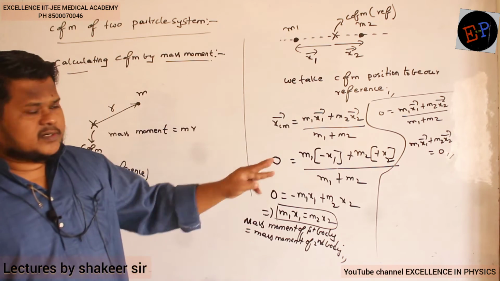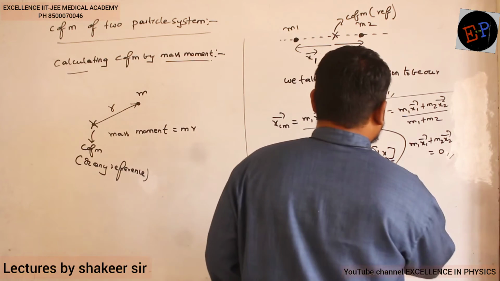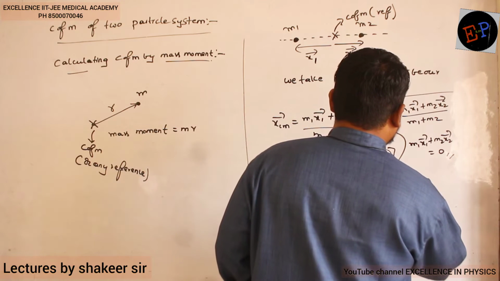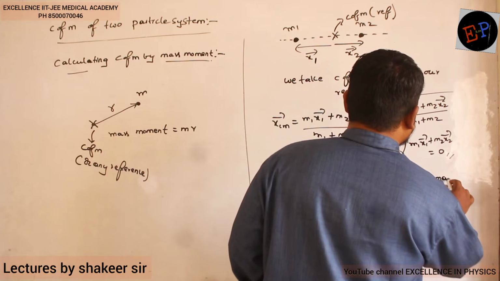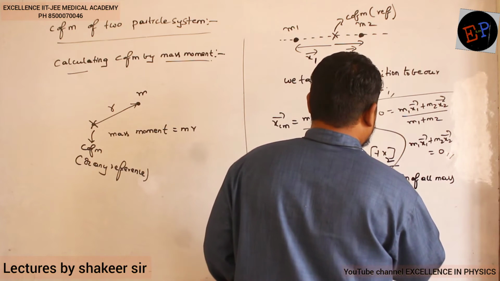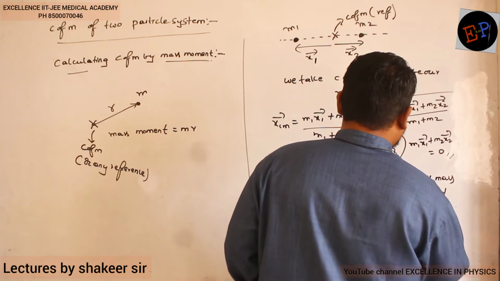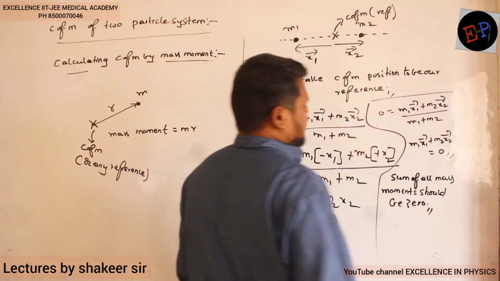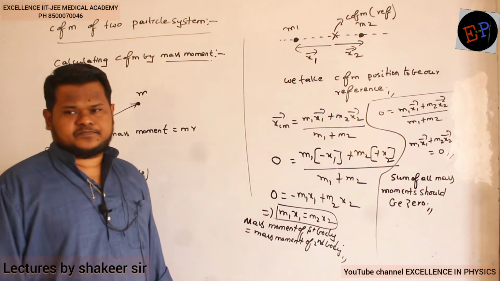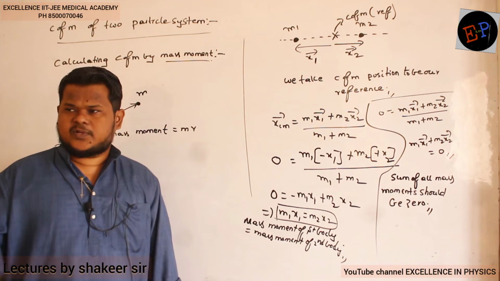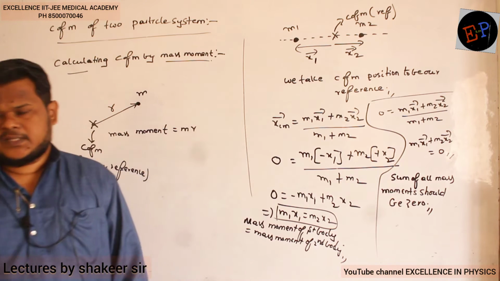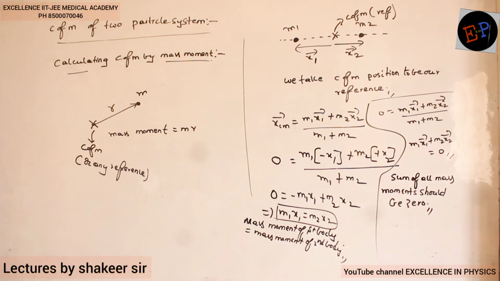And in vectors, what can I write? The sum of all mass moments should be how much? Should be 0. Understood, no? Sum of all mass moments should be 0. Are you able to understand the concept of mass moments? That's it. Very simple concept.